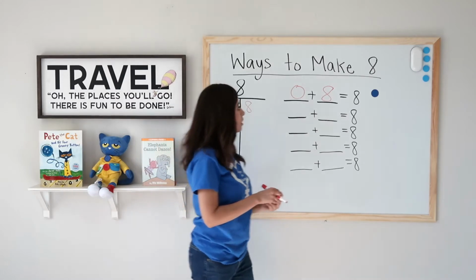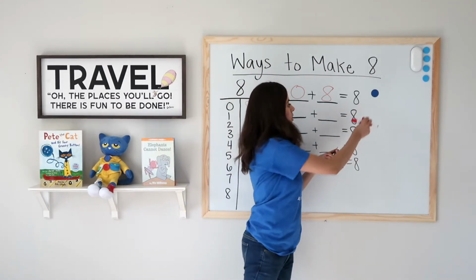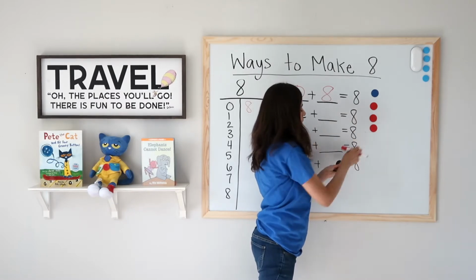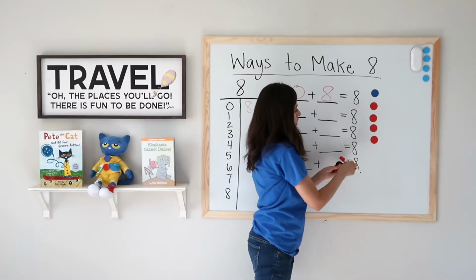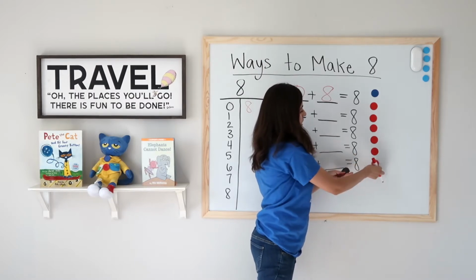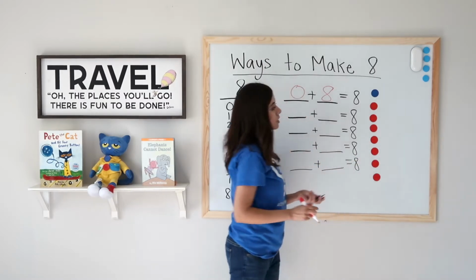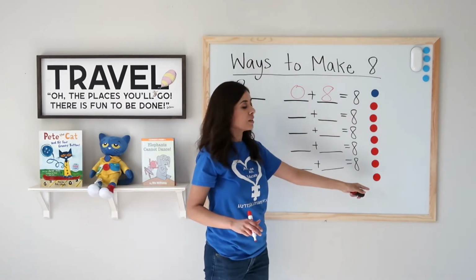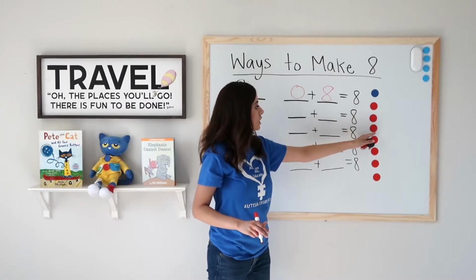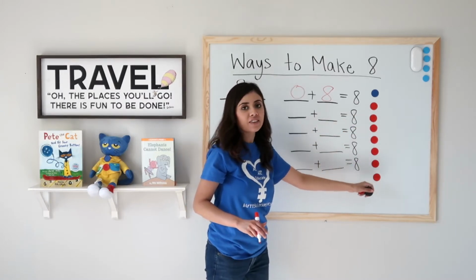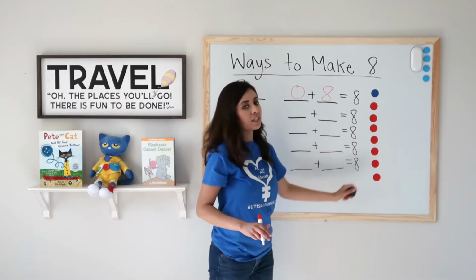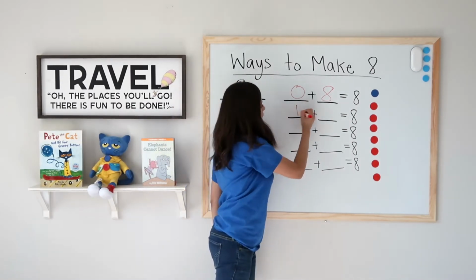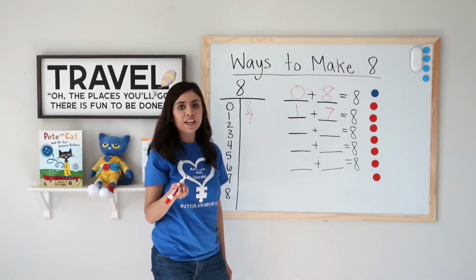Ready? So we have 1, 2, 3, 4, 5, 6, 7, 8. I have 8 dots, 1 blue, and how many red? Let's count. 1, 2, 3, 4, 5, 6, 7. 1 plus 7 equals 8.